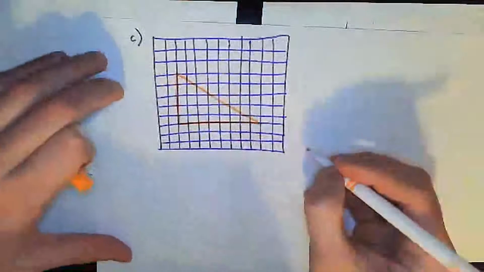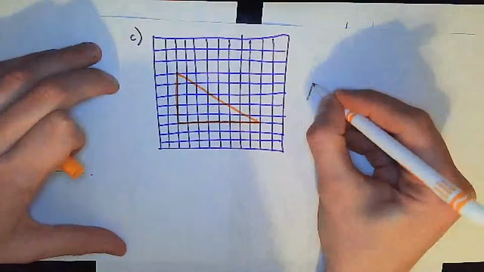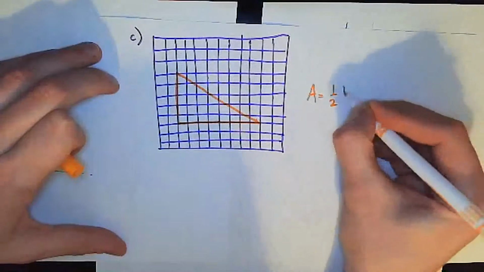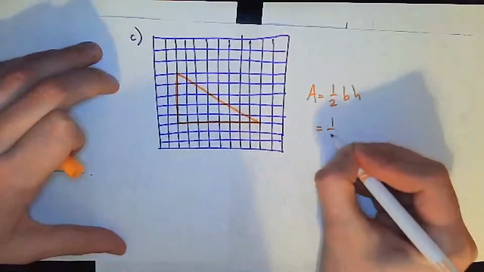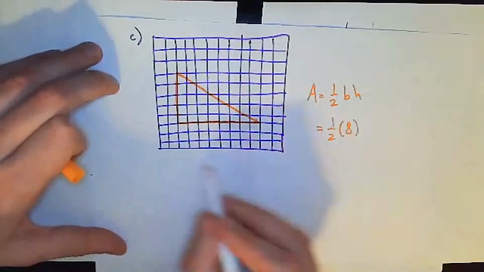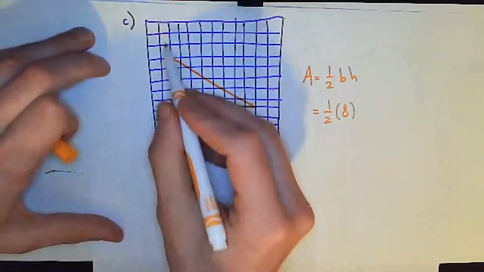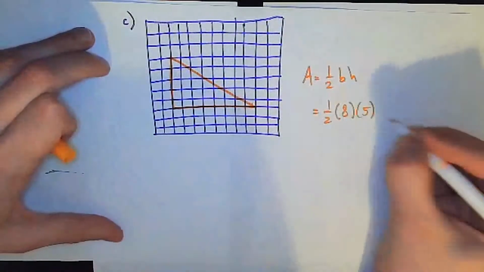So it's 8 across. Its base is 8. So recall the area for a triangle is 1/2 base times height. So I'm going to have 1/2, base is 8 units long, 8 feet long, right? If each of these squares is supposed to represent a foot, and 5 units high.